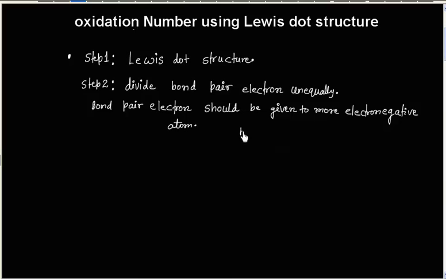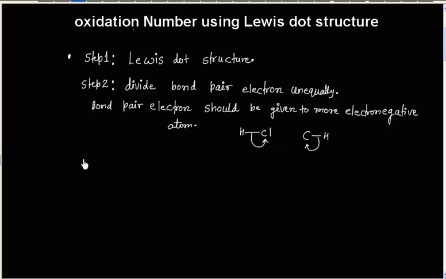For example, if I have an HCl molecule, in this case, these two electrons will be given to the Cl atom because Cl is more electronegative than hydrogen. If I have a carbon-hydrogen bond, both electrons will be given to carbon because carbon is more electronegative than hydrogen.